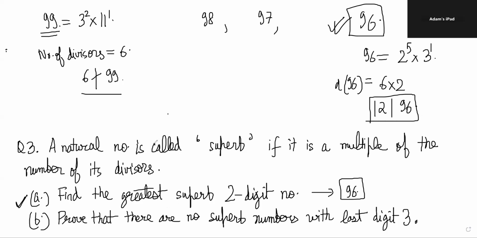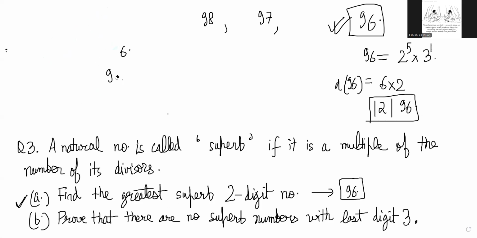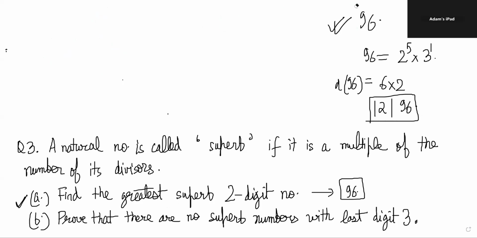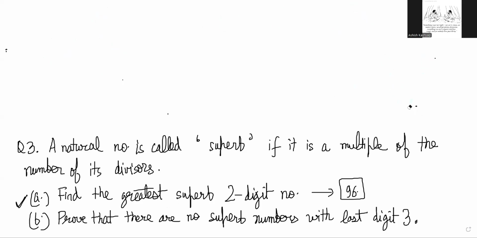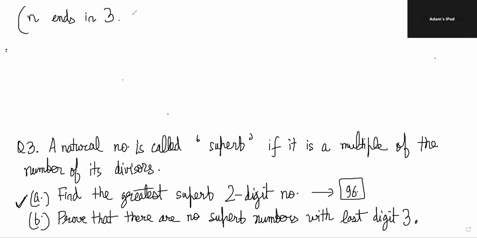Okay. Part B. I think I got part B. Okay, what is the idea? So pretty much, if a number ends in 3, then in order to be a multiple of the number of its divisors, it has to be a square number. If it's not a square number, then the number of divisors will be even, and that will not work.